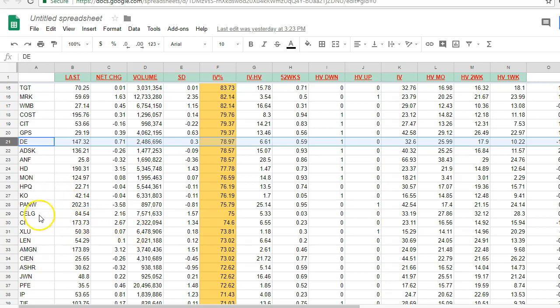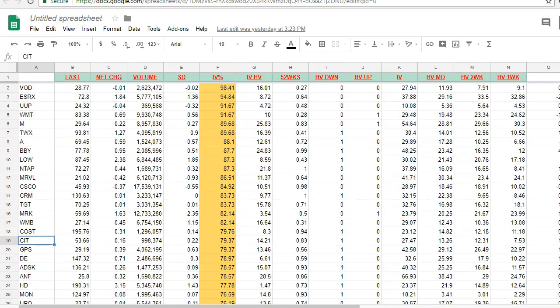So CIT is one. TWX is another one. I think the LOW was good too, but hang on to it for a couple of days before trading. Okay, so that's how you trade strangles, and that's the most efficient way to make money.